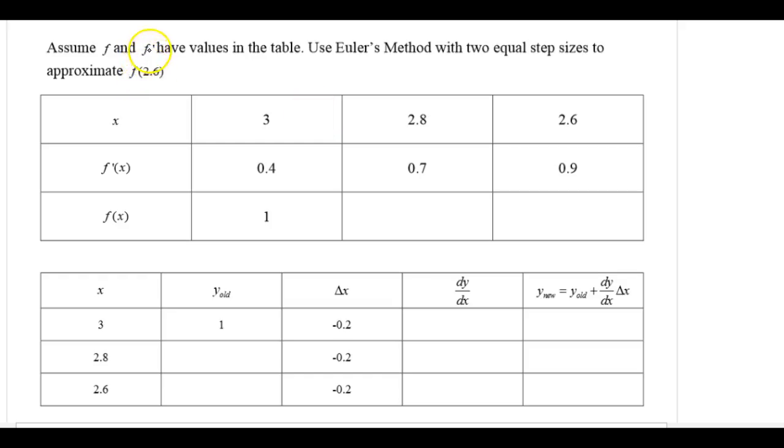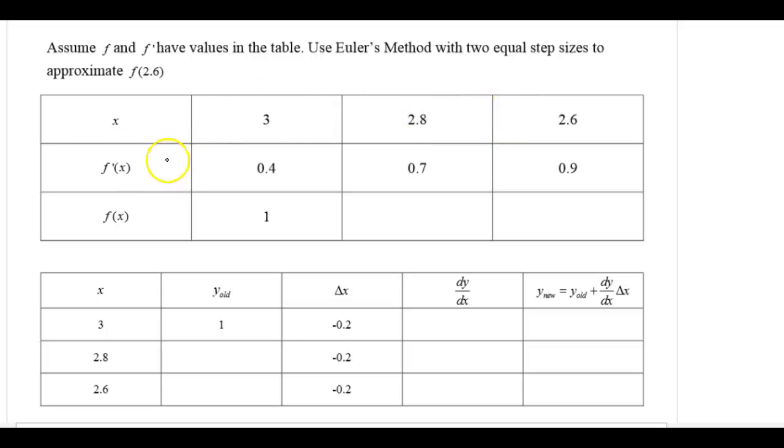Alright, last example of Euler's method types of problems, so a little bit different. Assume f and f prime have values in the table. Use Euler's method with 2 equal step sizes to approximate f of 2.6. So let's take a look at what's happening. We have these x values. We start with 3, and then we jump to the next x value, 2.8, and then 2.6. So we can see that our change in x is going down by 0.2 every time. Alright, so just keep that in mind.